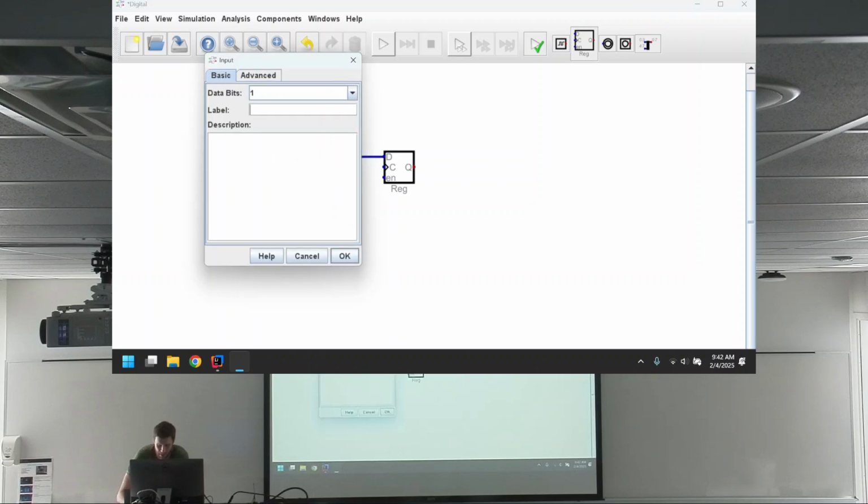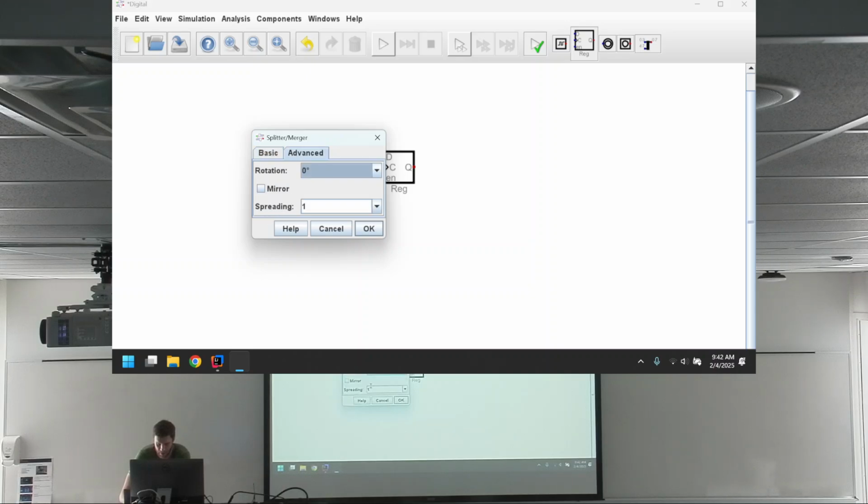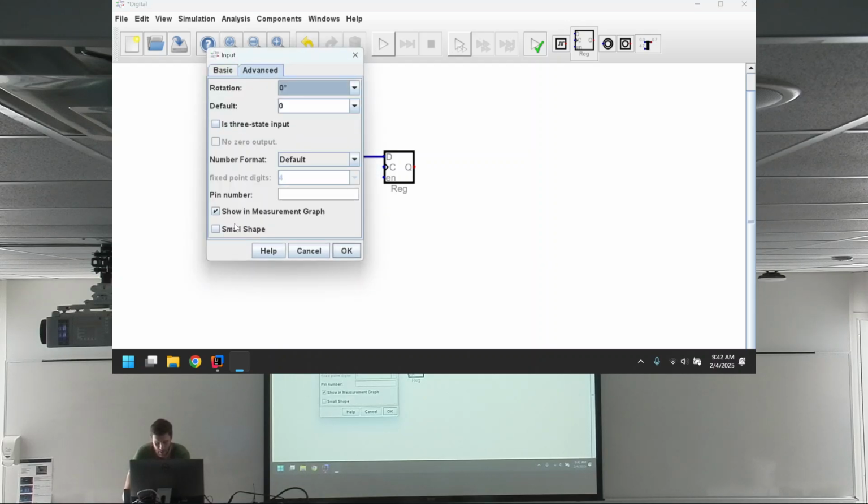And then because the spacing is weird, you have a couple of options here. You can increase the spacing on here, spreading. You can make it 2 to make it fit nicely if you really want. Or here, what I like to do is go down and make it the small shape.